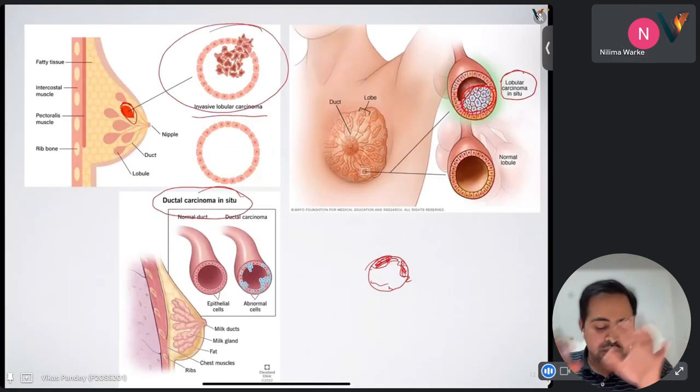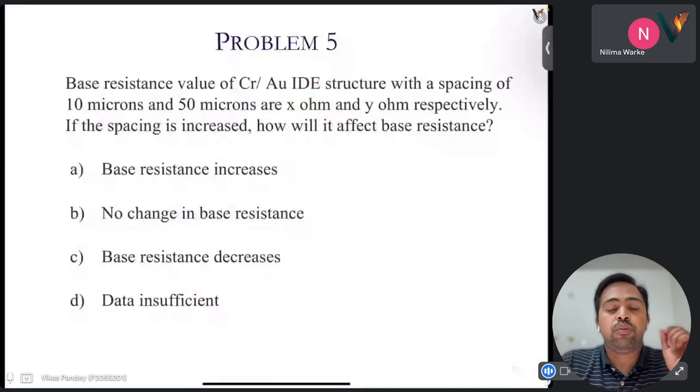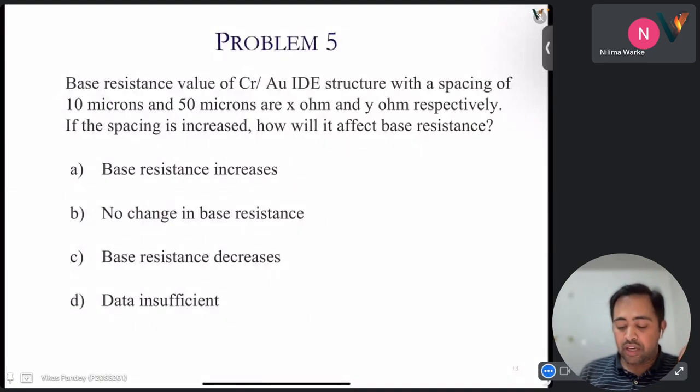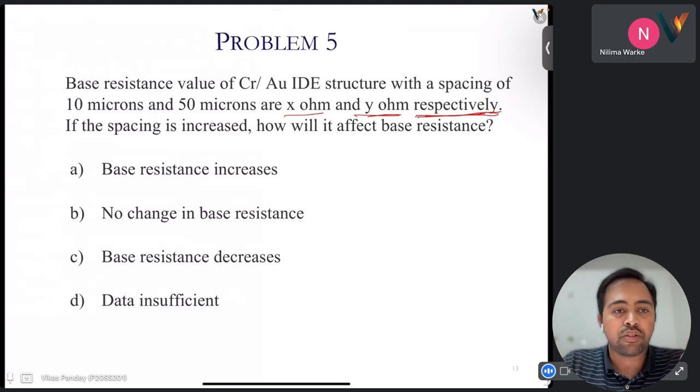Okay. Now let's come to the next question. The base resistance value of chromium gold IDE structure with a spacing of 10 micron and 50 microns are X ohm and Y ohm respectively. I think a similar question we did in the previous class also. Yes, last time.